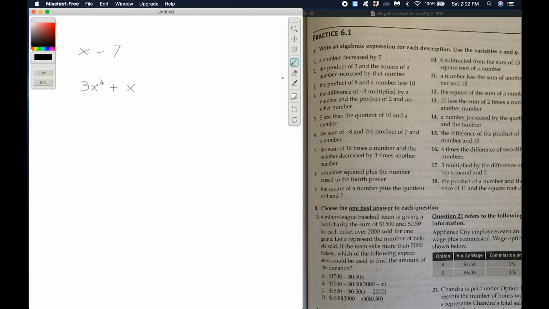Okay, number 3. The product of 8 and a number less 10. So we know the product is multiplication. We know less is subtraction. So, the product of 8 and a number less 10, okay? Product of 8 and a number, so 8 and the product, which is multiplication, which is 8 times x. Okay, so what was it? The product of 8 and a number less 10. Minus 10.